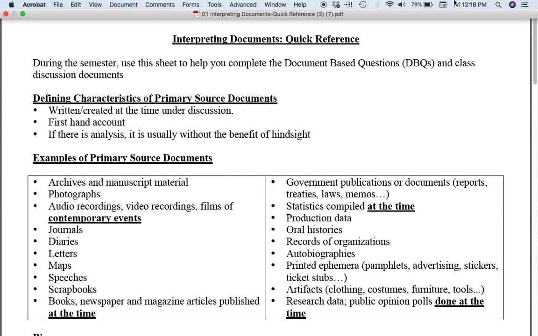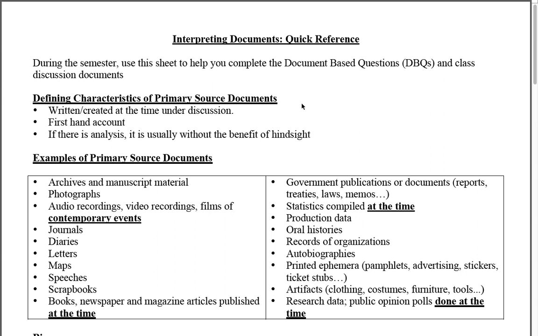This is a short lecture about interpreting historical sources, specifically primary and secondary sources, as well as bias. Throughout this course, you will be asked to review and analyze primary and secondary sources. So I wanted you to have at least a basic understanding of the distinction between the two. Okay, so let's talk about primary sources first.